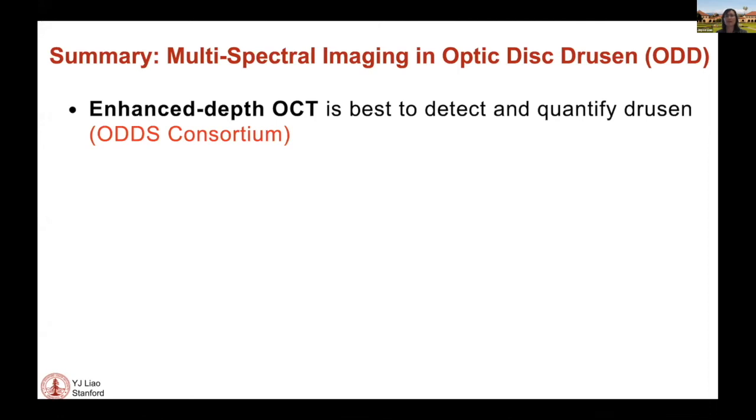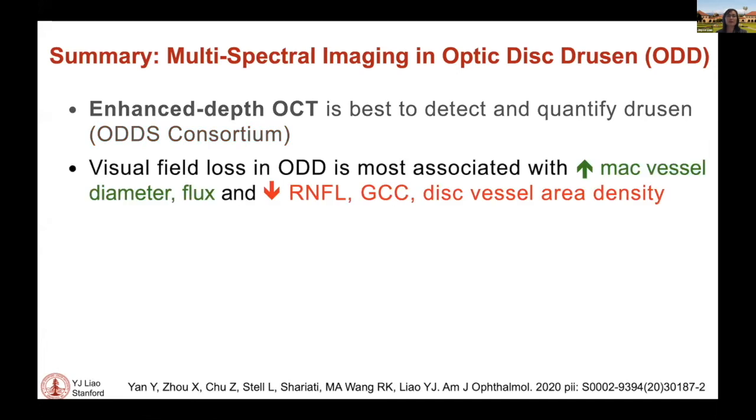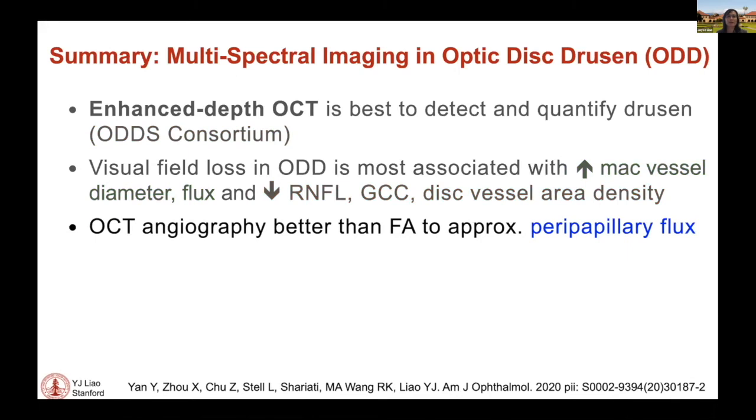It could be done non-invasively and really fast in just minutes. Visual field loss in optic disc drusen is associated with a variety of measurements, including increased macular vessel diameter and flux, and decreased retinal nerve fiber layer, ganglion cell complex, and vessel density. OCT angiography may be better than fluorescein angiography to approximate peripapillary blood flow. Obviously, a lot more research is needed on that, but we're encouraged that a non-invasive method could be the first line of choice to look at blood vessels in this condition.